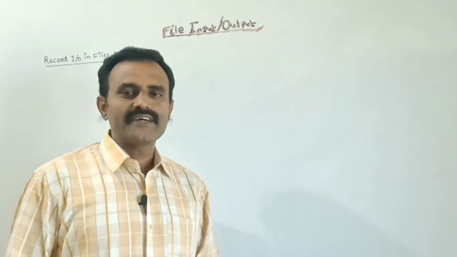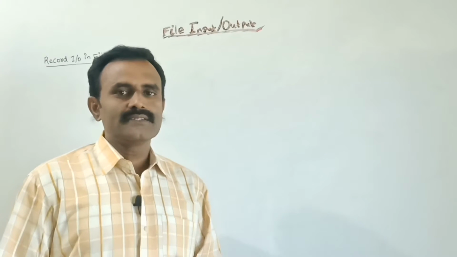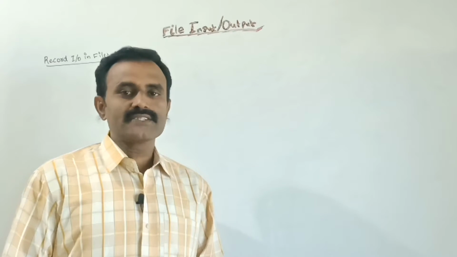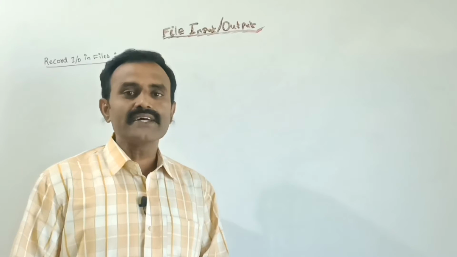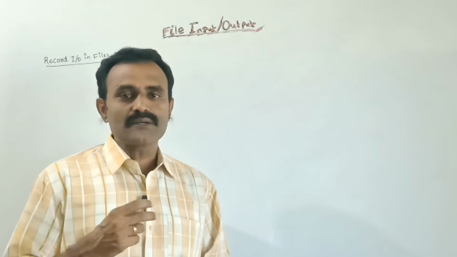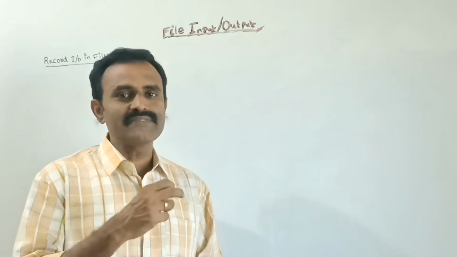Hi guys, now we are going to see how to modify a record in a file. Say, for example, if you are creating a binary mode file, after storing some records, suppose we need to modify a record, then what are the steps we need to do?